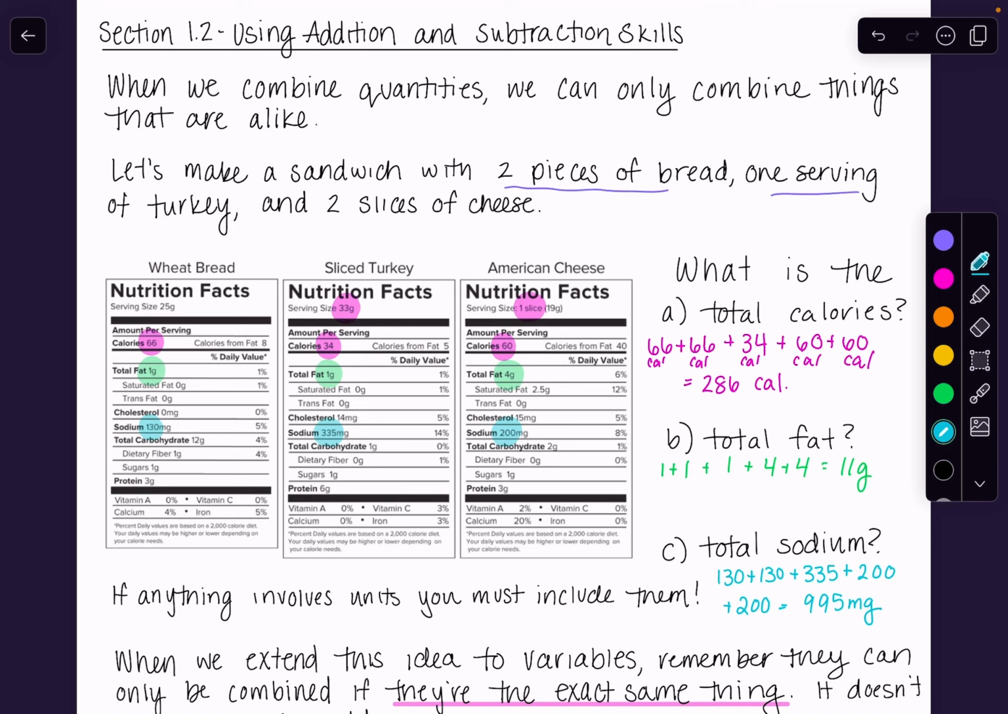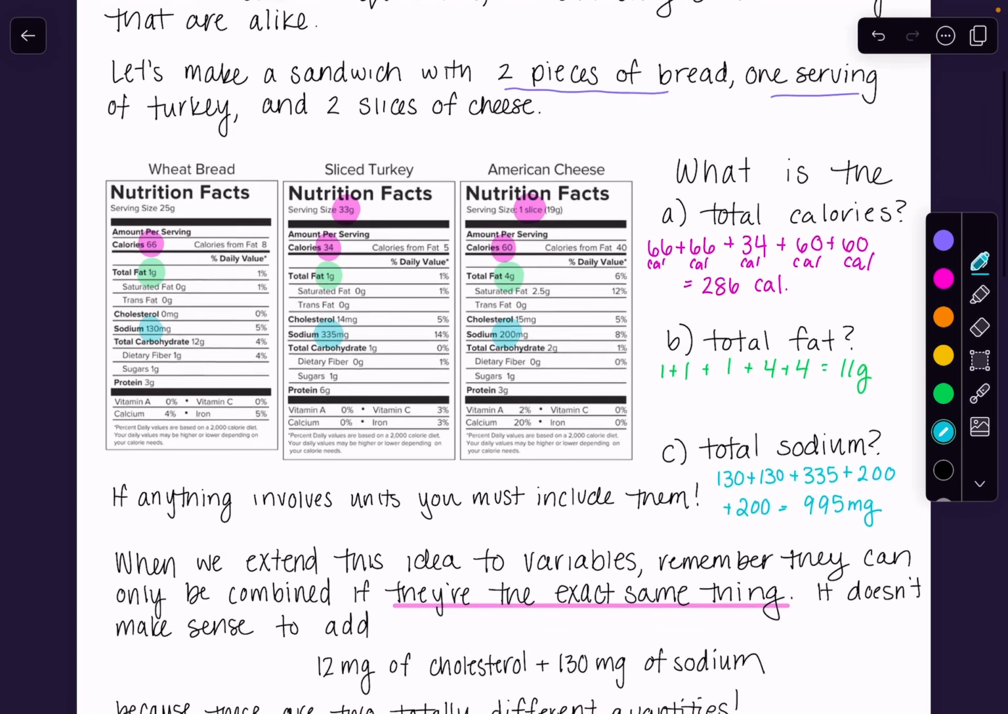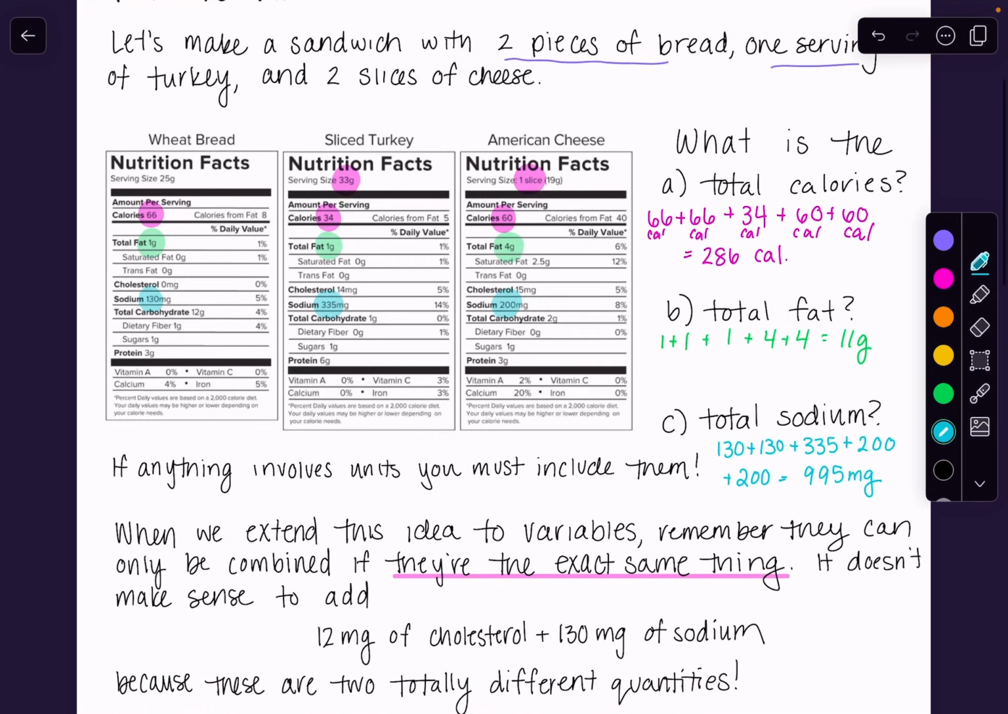This is something you've done if you've ever tracked macros or something of that nature. But it would make no sense for me to combine these different things. So if I extend this idea to variables, we can only combine them if they're exactly the same thing. So it would make 0 sense to add the numbers from 12 milligrams of cholesterol to 130 milligrams of sodium. They're 2 separate things. 12 plus 130, sure, I can do that. It's 142.